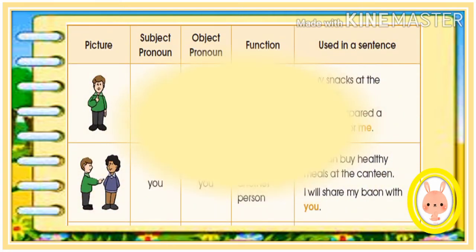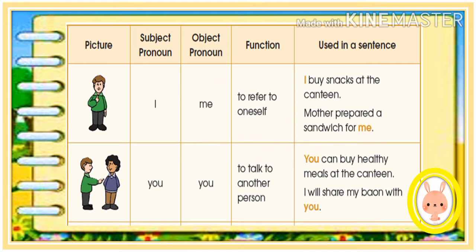Let's have these examples of personal pronouns. So first, we have the one person, the subject pronoun I, and then the object pronoun me. So the function of I and me is to refer to oneself. And we use it in a sentence. I buy snacks at the canteen. And the second sentence, mother prepared a sandwich for me. So in the two sentences, what are the pronouns? The I and me, referring to oneself, or referring to one.